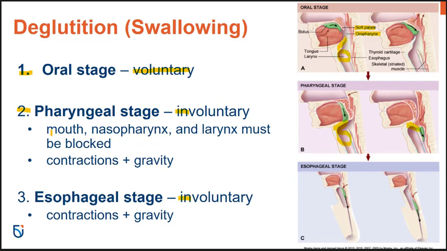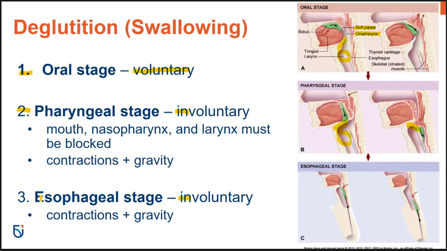So really, we're closing off our mouth, we're closing off our nasopharynx behind the nasal cavity, and we're closing off really our trachea when we swallow so that food moves in the proper direction into our esophagus.